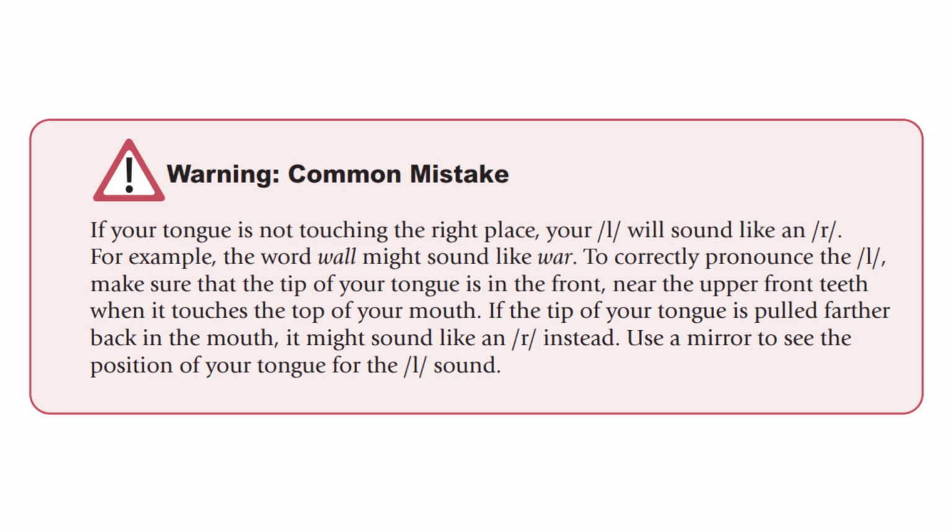L or R? Warning, common mistake. If your tongue is not touching the right place in the mouth, your L will sound like an R, and the word wall will sound like war. To correctly pronounce the L, make sure that the tip of the tongue is in the front, near the upper front teeth, when it touches the top of your mouth. If the tip of your tongue is pulled farther back in the mouth, it might sound like an R instead. Use a mirror to see the position of your tongue for the L.